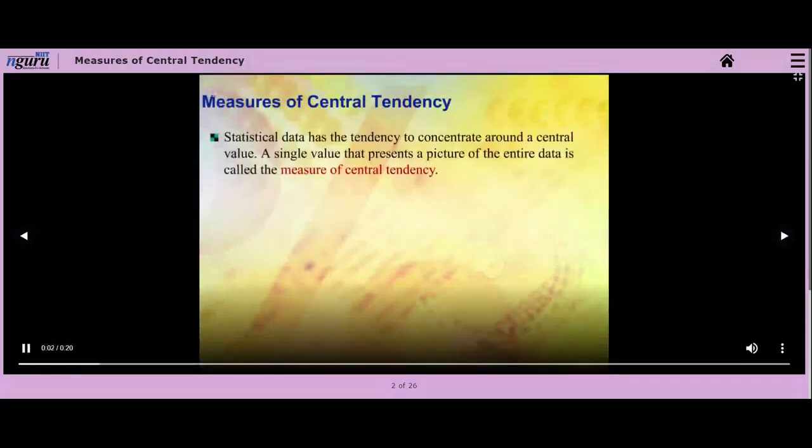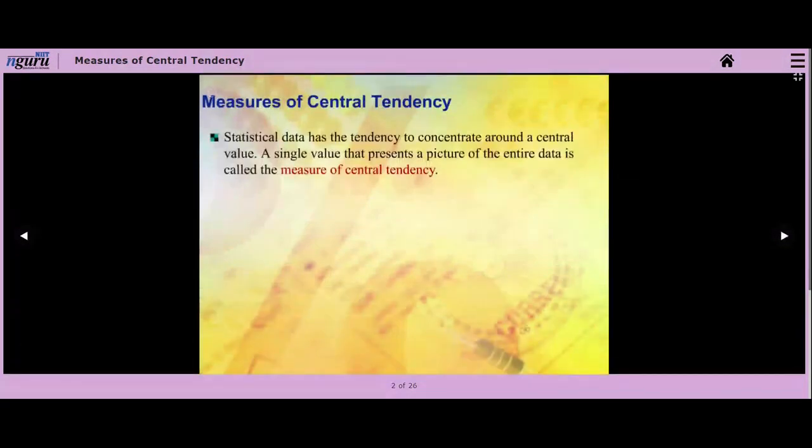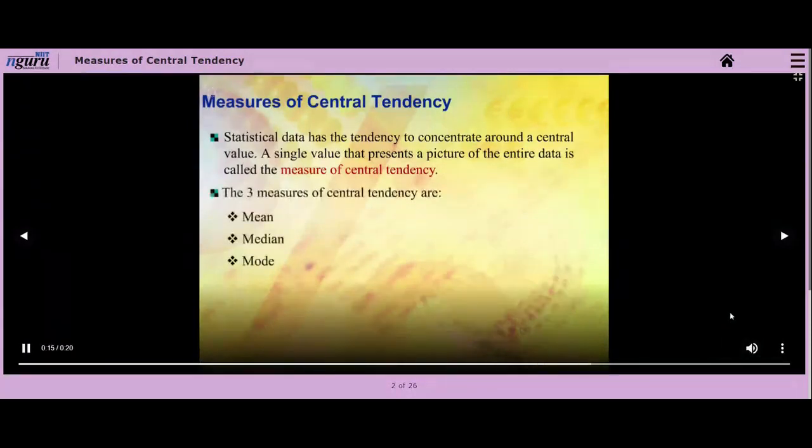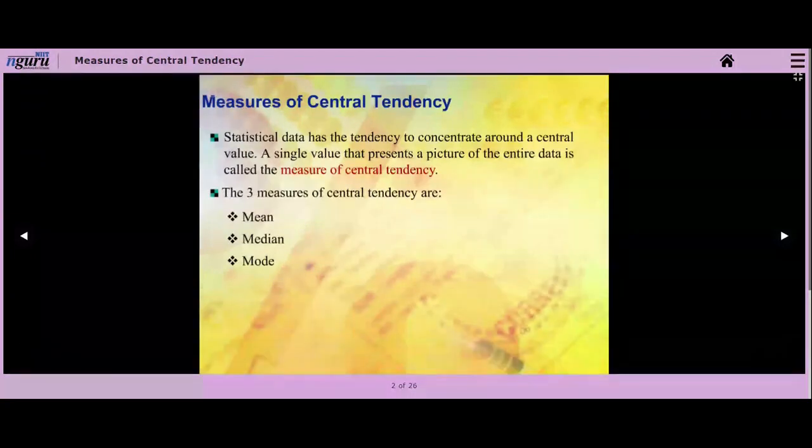Statistical data has the tendency to concentrate around a central value. A single value that presents a picture of the entire data is called the measure of central tendency. The three measures of central tendency are mean, median, and mode.